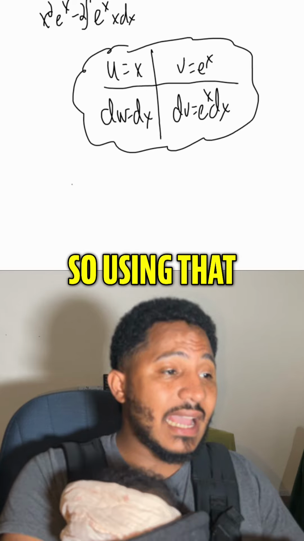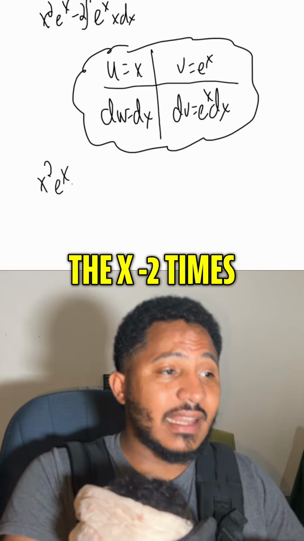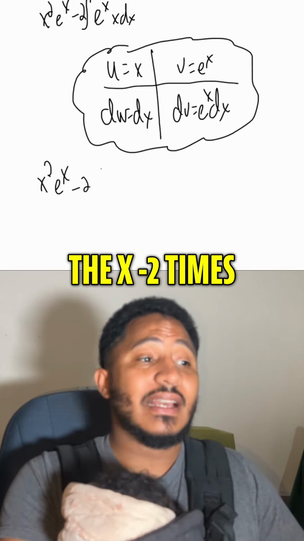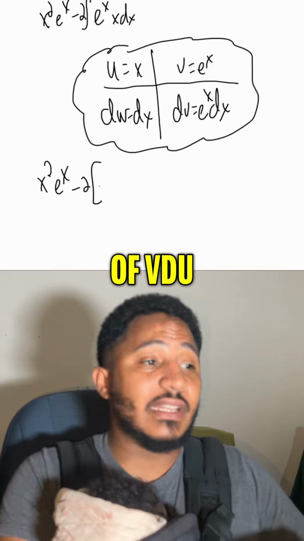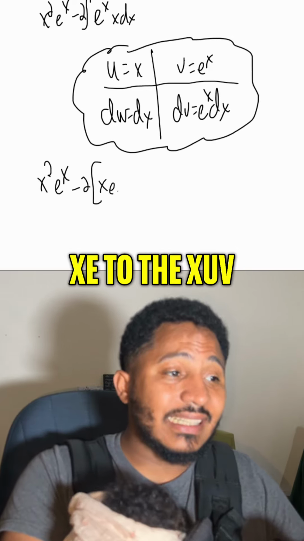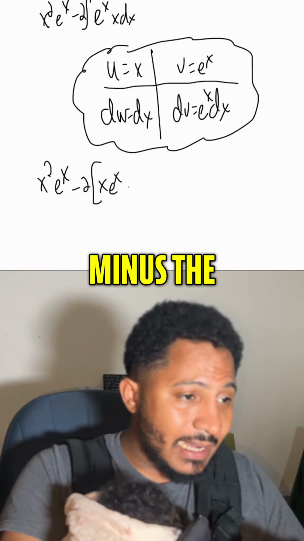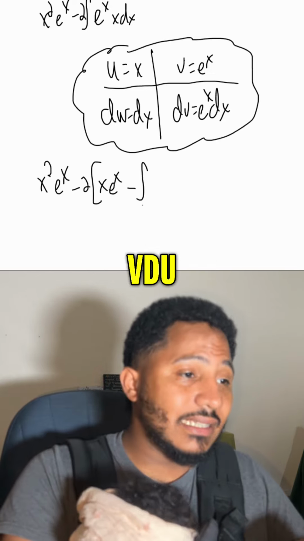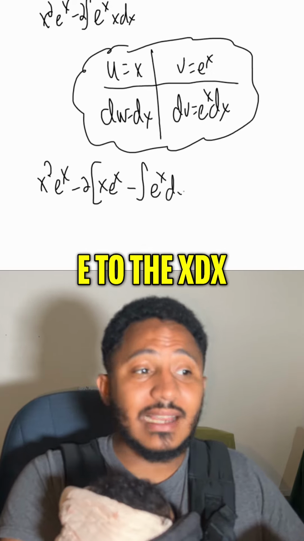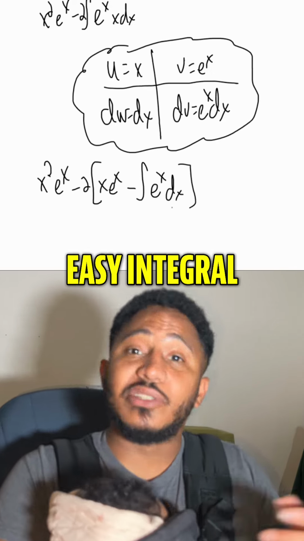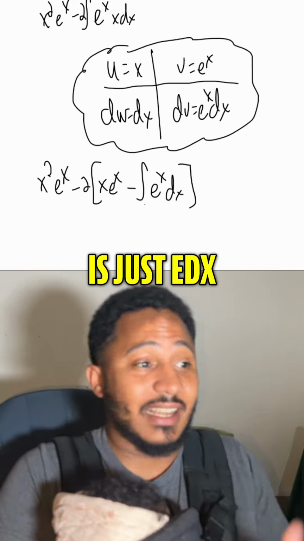Using that, we end up with x squared e to the x minus 2 times that same uv minus the integral of v du. So x e to the x, uv, minus the integral of v du, so e to the x dx. And again, hopefully this is an easy integral to integrate. It is. The integral of e to the x dx is just e to the x plus c.